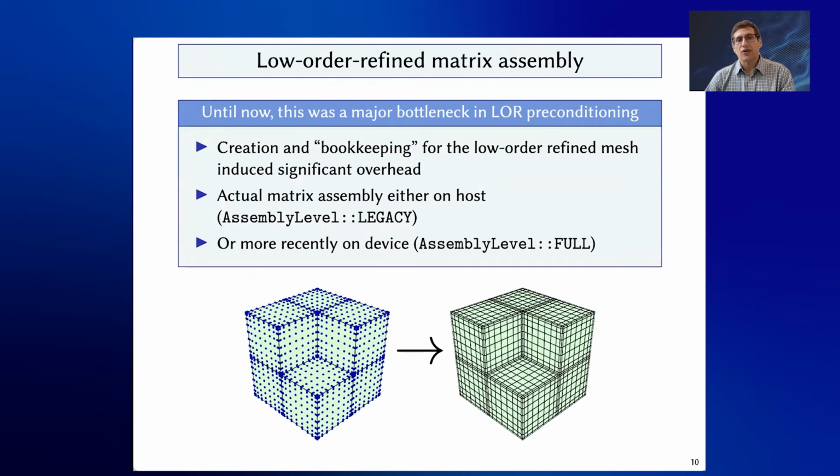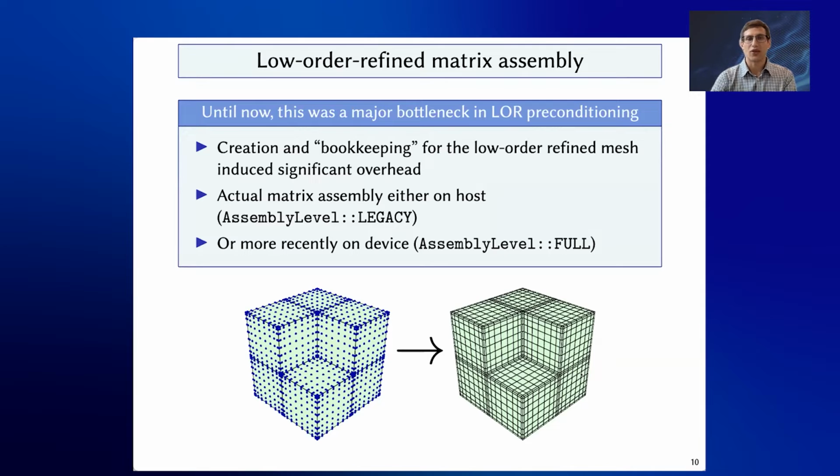Now, once we have the higher order operator set up, we need to do this additional step of assembling the low order refined matrix. That's the additional work we need to do for these preconditioners. And until now, this was a major bottleneck. This was taking the majority of the time to the solution. We had to take our coarse mesh, form a refined mesh, do all the bookkeeping associated with the mesh topology, and then do the matrix assembly on this refined mesh.